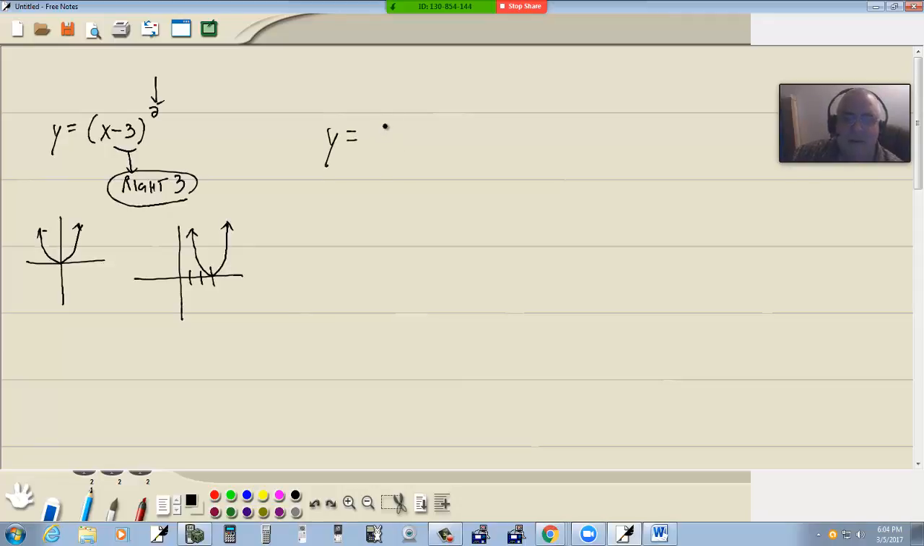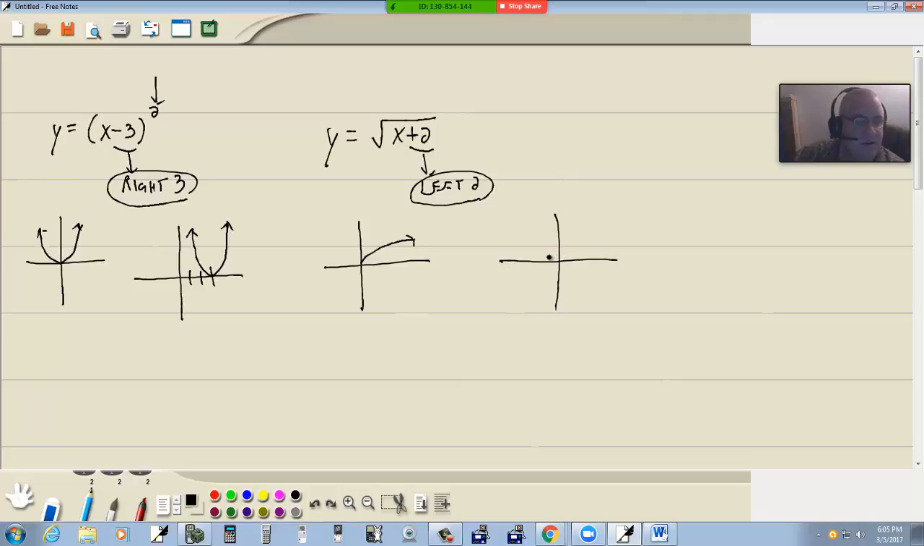Now if I have y is equal to this right here. Notice the number is inside with the x, so that shifts it left to right, opposite what you think. Plus 2 would make me think right 2, so it's really going left 2. Now our basic graph of the square root, it looked like this. It still looks like that, except I'm shifting the entire graph left 2 units. Then it would look like that. Those are our horizontal shifts.